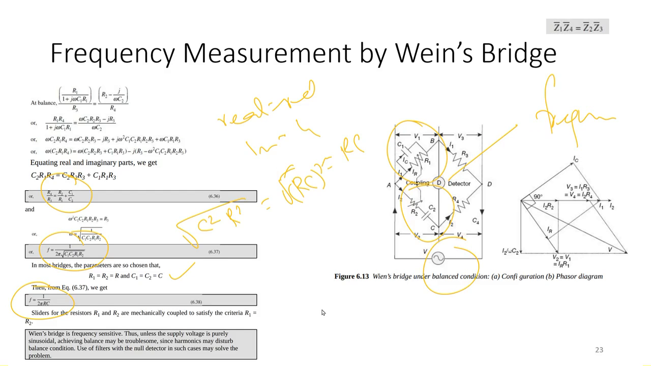So this is it for the chapter on bridges. I hope you people have an idea about the bridges after reading these different types of bridges for calculation of various electrical terms. Thank you.